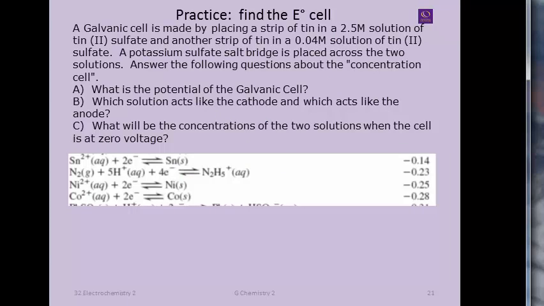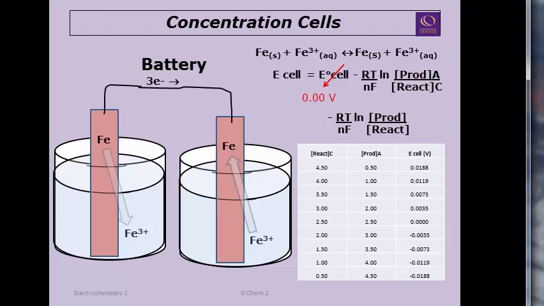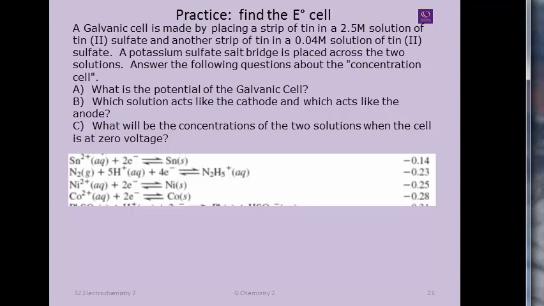A galvanic cell. We're going to take a strip of tin. It's in a 2.5 molar solution of tin sulfate. Take another strip of tin and put it in a 0.04 molar solution of tin sulfate. Got to put in a salt bridge. That's the part that's back here I don't really talk about. As it starts, remember this is iron 3+, but it's counterbalanced by some counterion, so the net charge on this is still 0. So you still have to have a salt bridge in here.